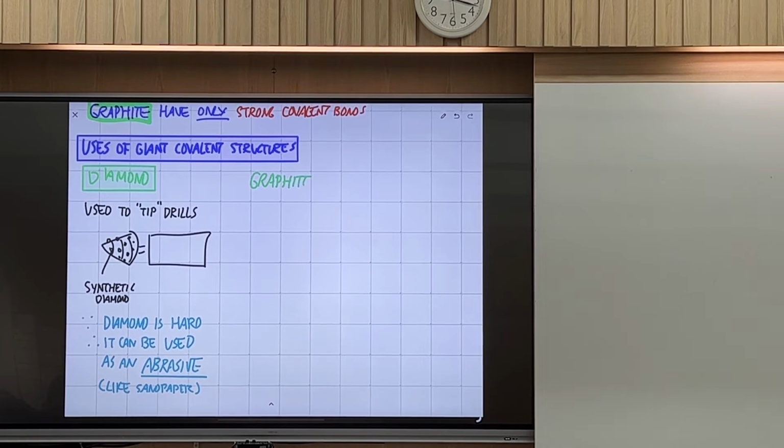So graphite has two unusual properties. Let me test if you remember that from moments ago. What are two unusual properties of graphite? It's an electrical conductor, yes. What about its hardness? It is soft. Can you think of a use of something soft? It's as a lubricant. It can be used as a lubricant.